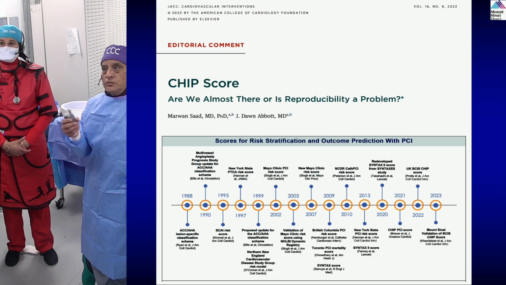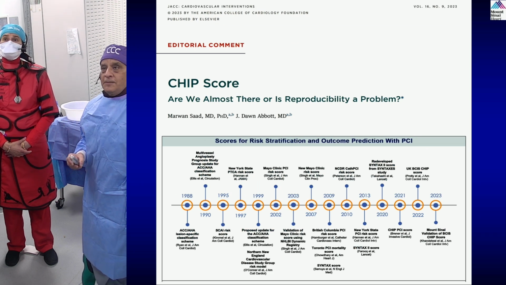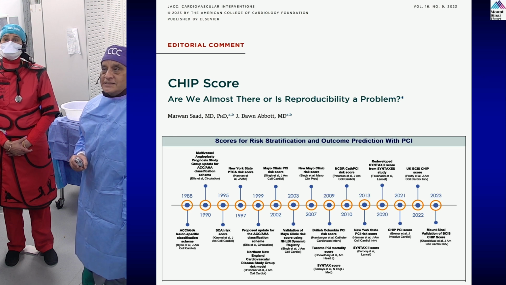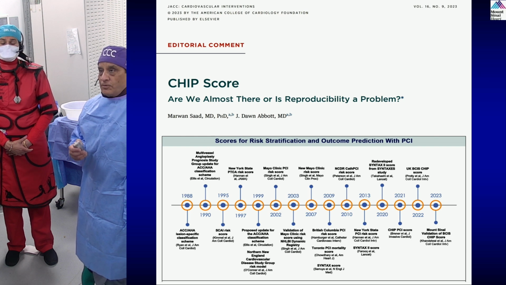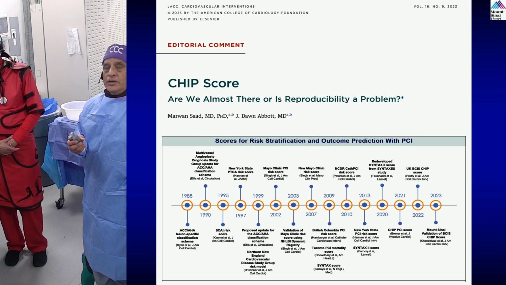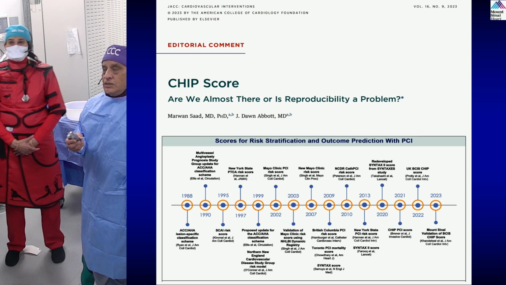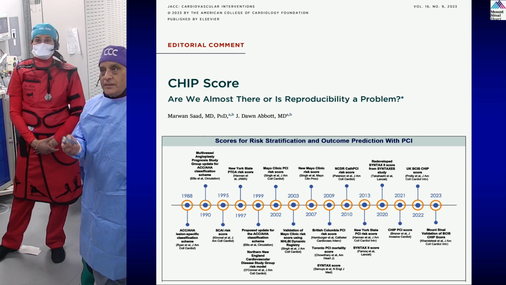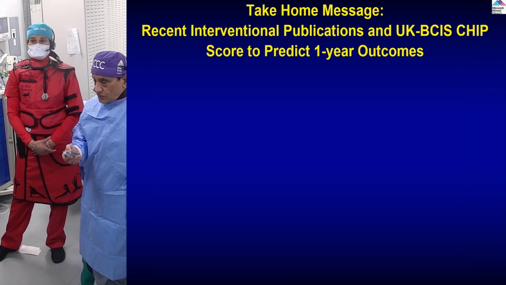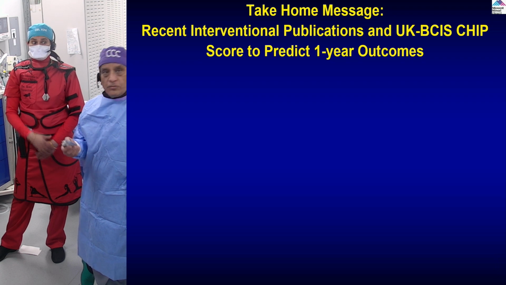So this adds to the multiple risk scores, the UK BCIS CHIP score from last year, and adds the Mount Sinai validation of the BCIS CHIP score. So this is very good. The only question that comes is, what to do now? Should you use it as a quality measure? Should you use it as a prediction? I think this basically tells you the resource usage. The higher the CHIP score, maybe more complications, so you'll be better prepared.